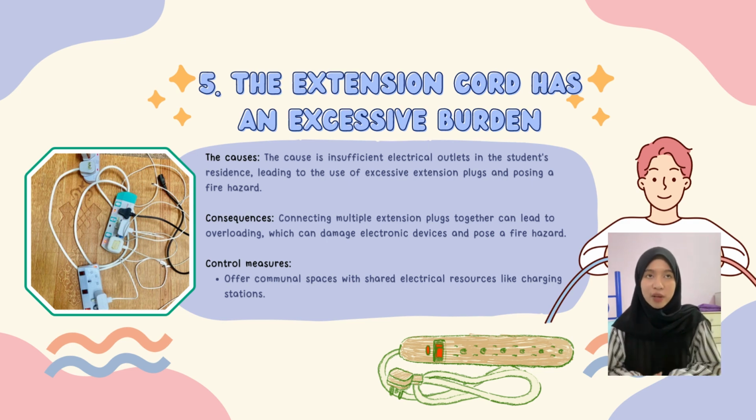Set up designated areas within the residential hall where students can conveniently and safely charge their devices. This area can be communal spaces such as a common room, study area, or designated charging station rooms. Strategically place the charging stations in easily accessible locations within the residential hall, making it convenient for students to charge their devices without needing to use their personal extension cords in their rooms.